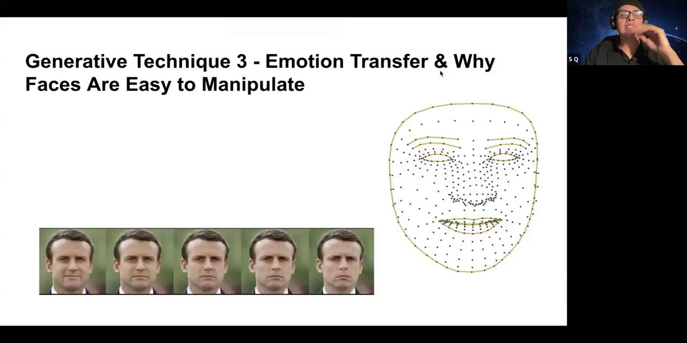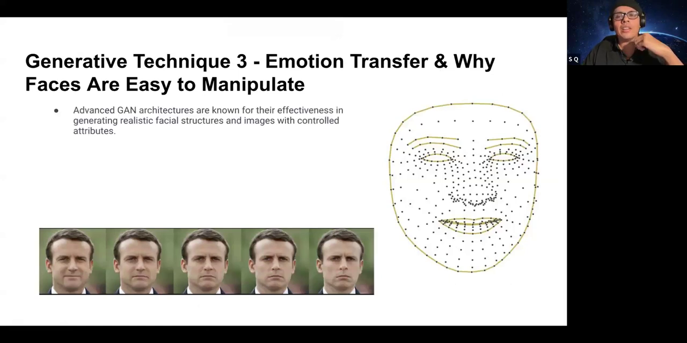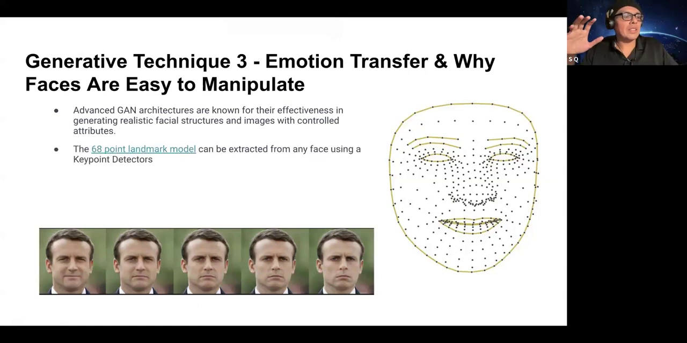Okay, so the third technique I want to talk about is emotion transfer and why faces are easy to manipulate. The one thing is GANs are really good at manipulating facial structure. Why? Because faces can be segmented into several points. This is called the 68-point landmark model of facial structure, which means that every face, regardless of whose face it is, has these core points in common. And this is just data. So if you just manipulate these points, you can change the structure of the face pretty easily.